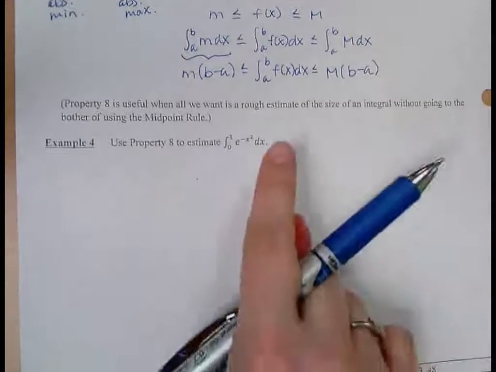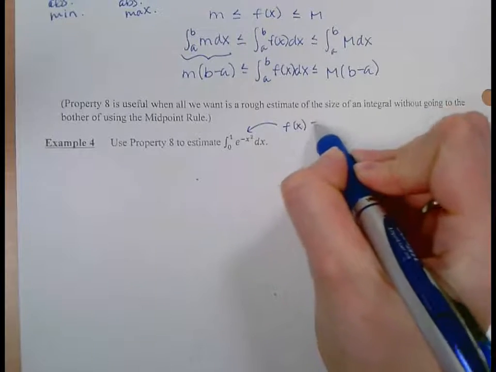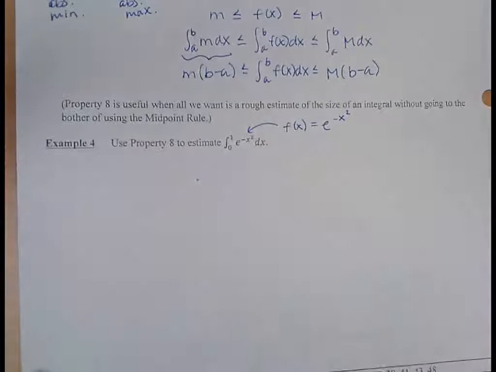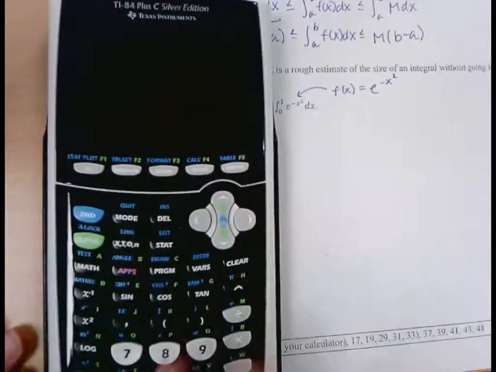So what I'm going to do, this means our function f of x is e to the negative x squared, and we're on the interval from 0 to 1. So I'm just going to graph that function from 0 to 1.